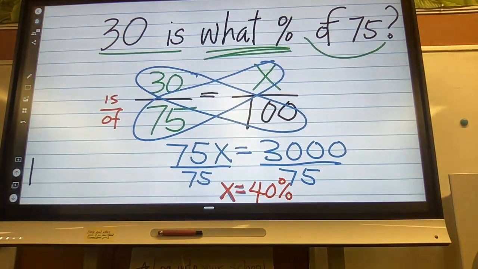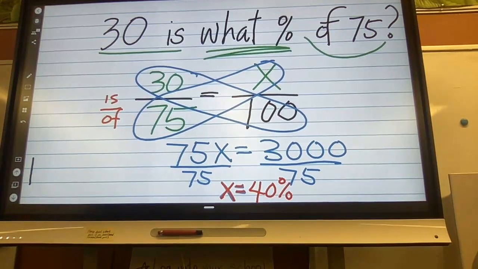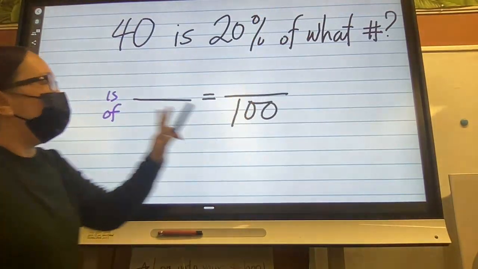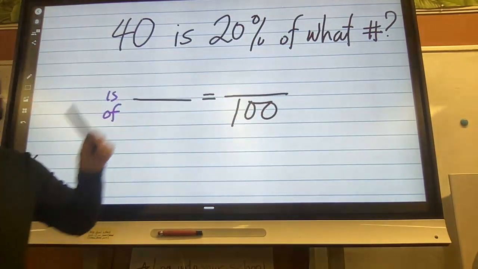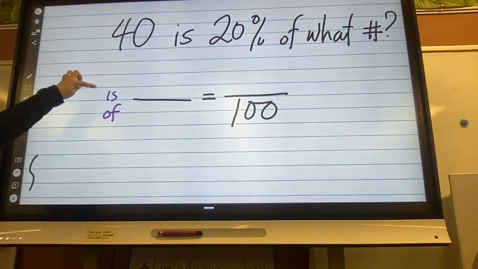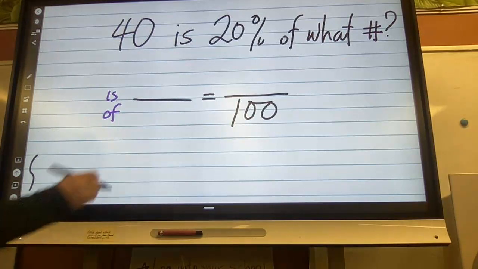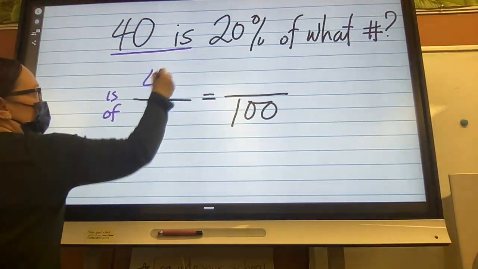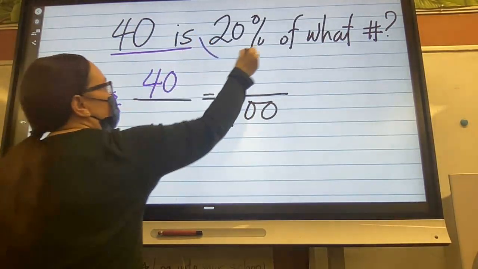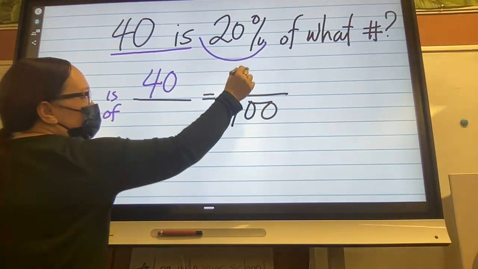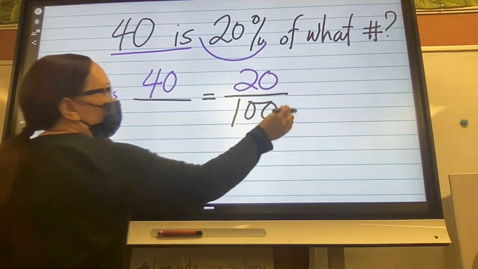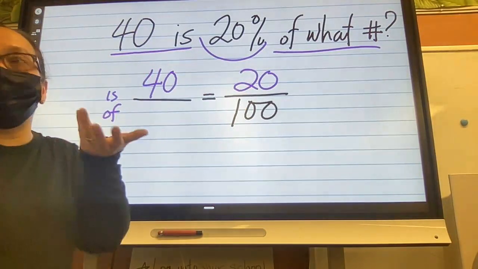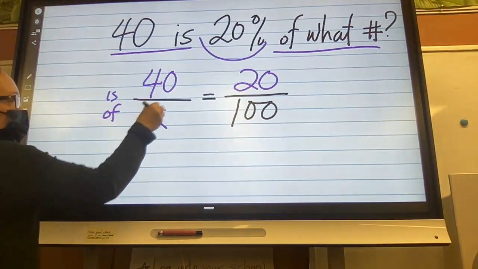Alright, happy? Think of this: 40 is 20% of what number? We set up again this way, and our little cheer here is is and of. Then it says 40 is, so I put it here. 20%, so you know the percent is on the side, so I put 20. And it's looking for what number? That's the of.